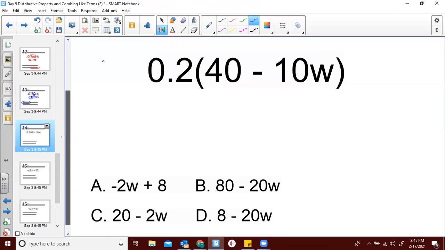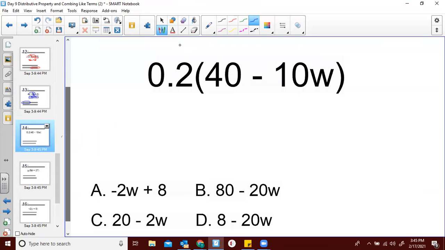All right, here's where you really might want to use the calculator because now we have a scary decimal. So 0.2 times 40 and a -10W. And here's what I was saying. First thing you guys notice, like, whoa, why is the variable the second number? It's cool. We've looked at this when we were combining like terms. So I know 0.2 times 40, throw it in the calculator, you're just going to get 8.